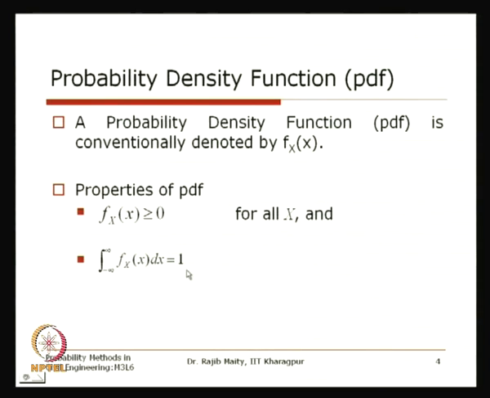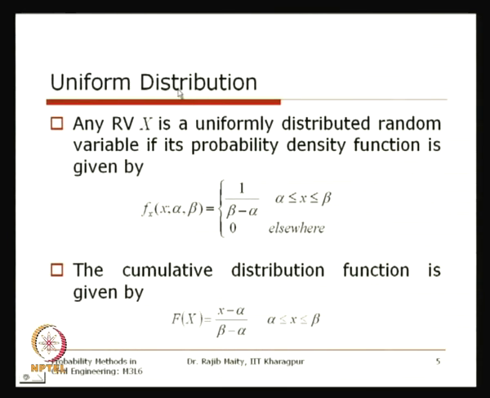So with this, now we will go through different probability distribution functions, and first we will start with the uniform distribution. Any random variable X is a uniformly distributed random variable if its probability density function is given by this equation, f_X(x). This alpha, beta, or any such thing shown here are generally the parameters of that distribution.